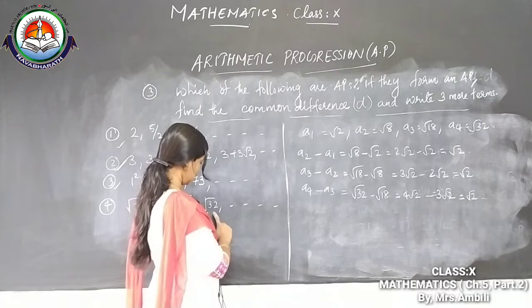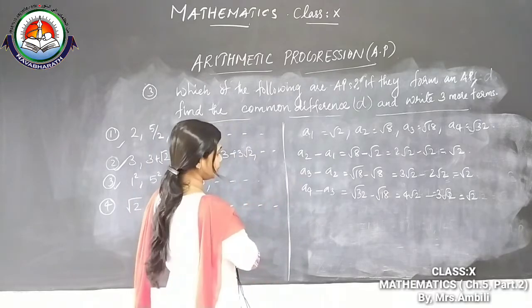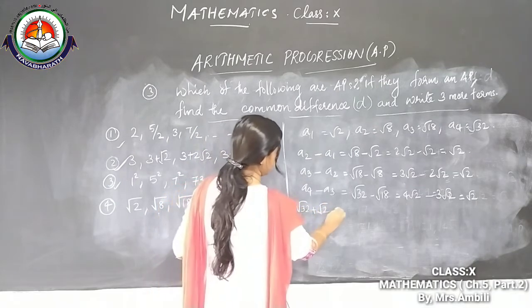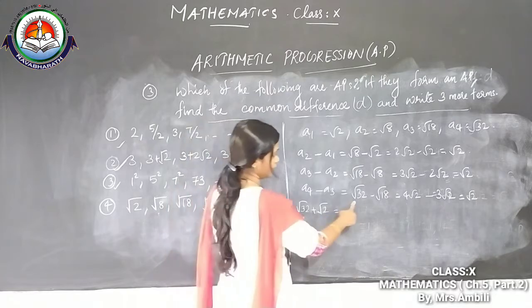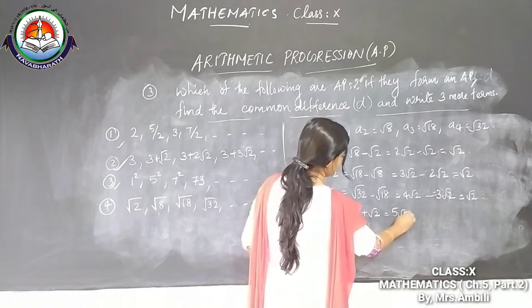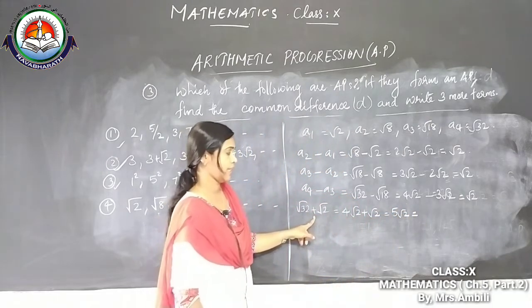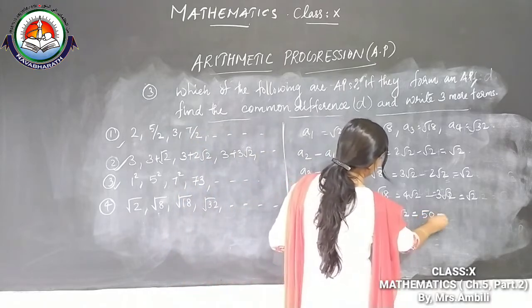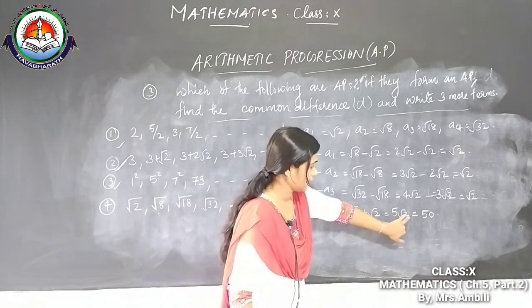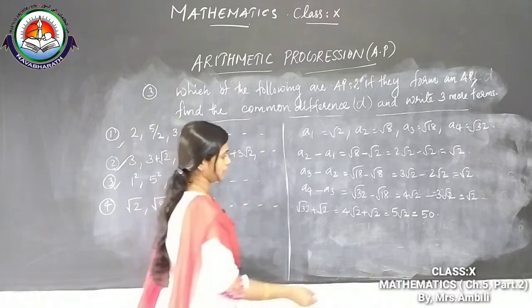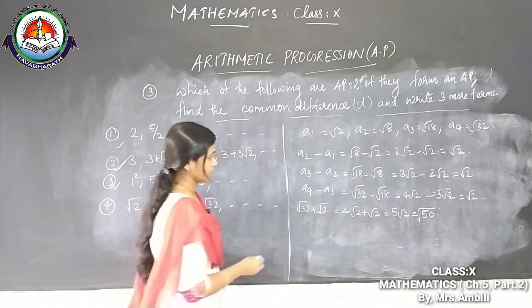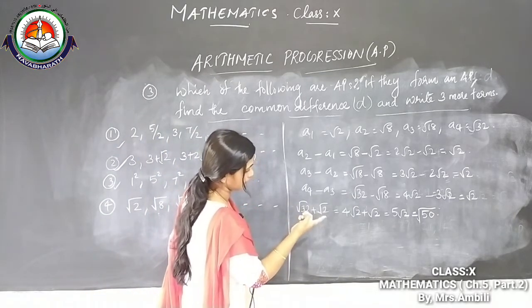Root 32. What is our next term? Root 32 plus root 2. Here also root 32 we need to change. Root 32 we can write 4 root 2. So 4 root 2 plus root 2 equal to 5 root 2. 5 root 2 how can we change? Root 50. Because 5 means root 25. Root 25 into 2, 50. Root 50.